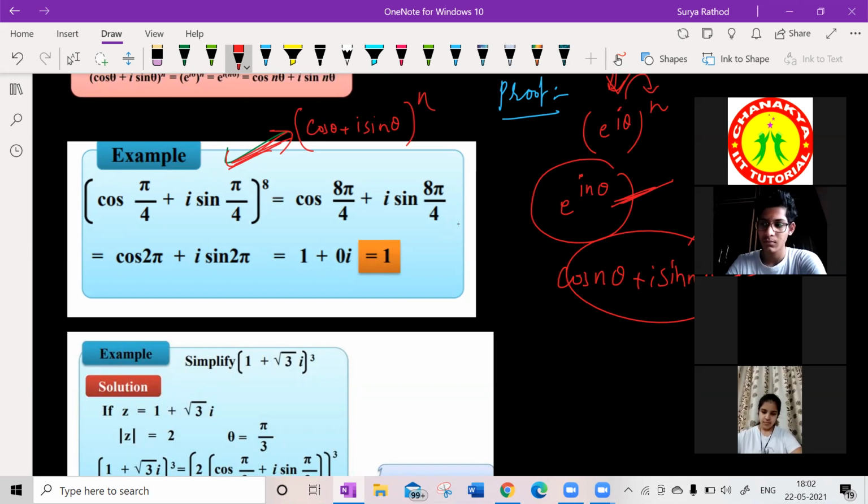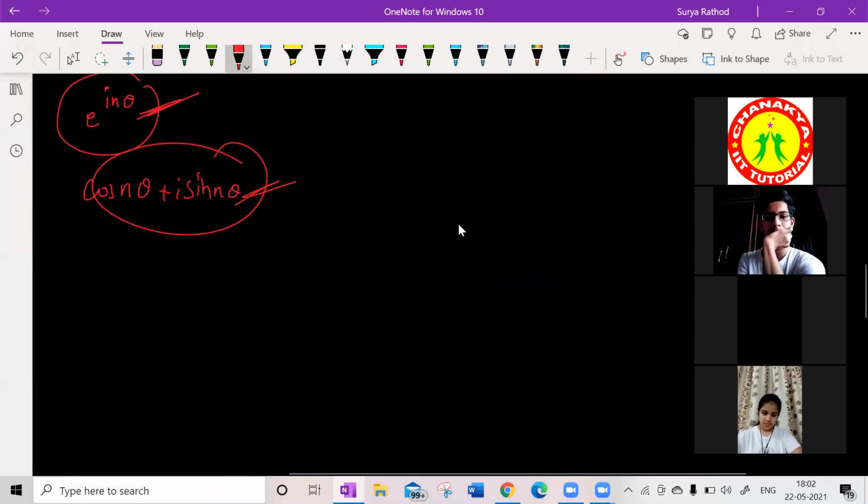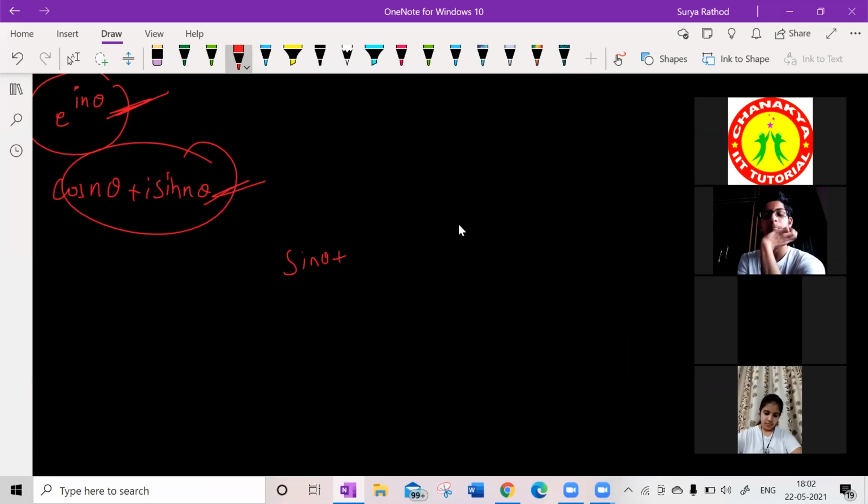Let us identify the question. What kind of format question is that? This is my De Moivre's theorem format question. Why? Because sometimes he will give it like this: sin theta plus i cos theta whole to the power of n. It is looking like De Moivre's theorem.